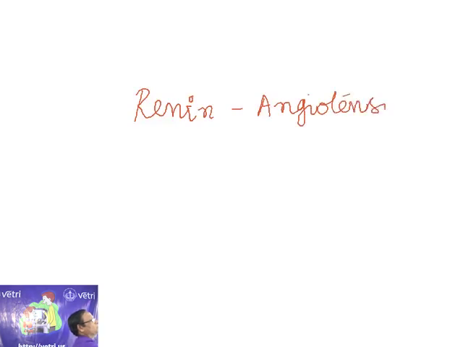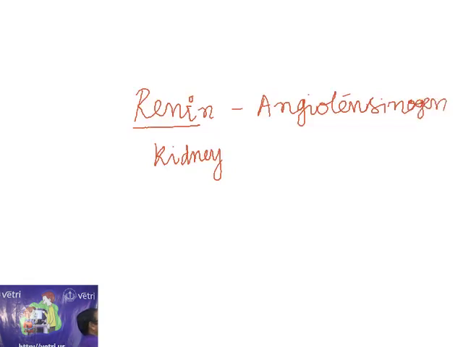Renin angiotensin mechanism. Now renin is a hormone secreted by the kidney. I'll come to this later when we discuss the kidney hormones. This renin actually converts one substance called angiotensinogen. This is the one which is converting it to form an active substance, angiotensin.